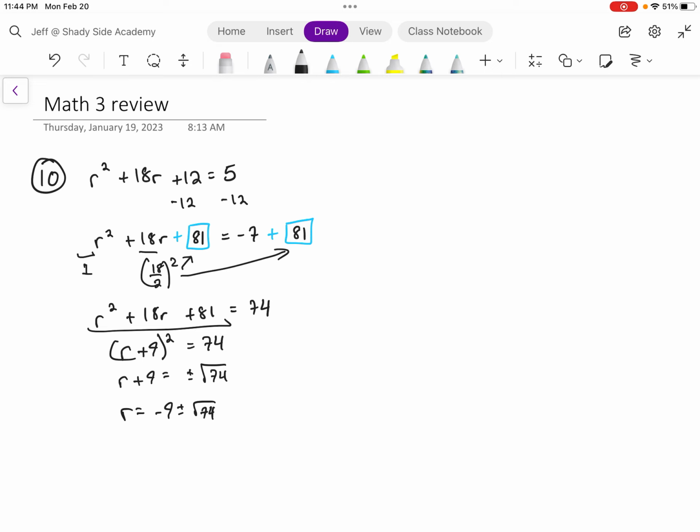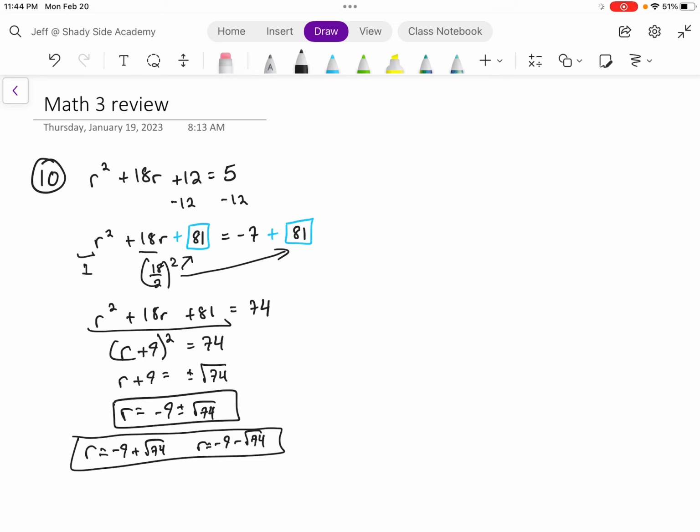So you can just leave this here. That's your answer. But you could also say r is -9 plus root 74, and r is -9 minus root 74. Those are my two answers. Either one is totally fine to give as a final answer. I'm going to do one more really fast.